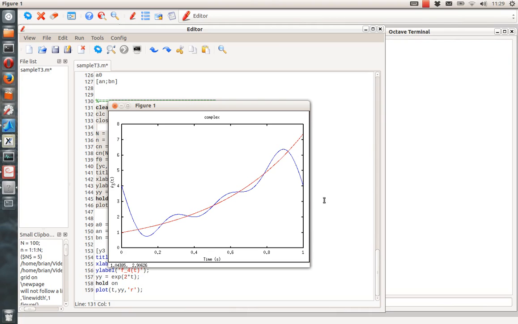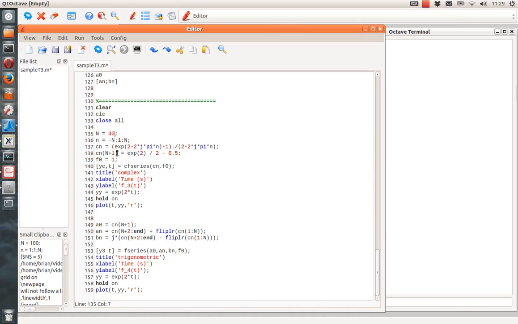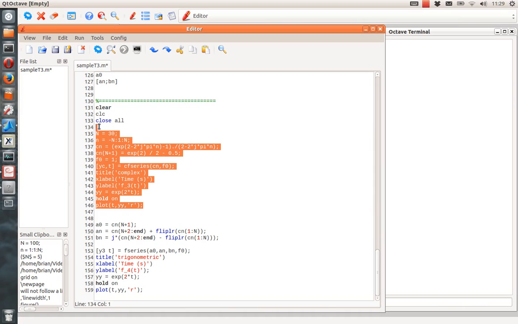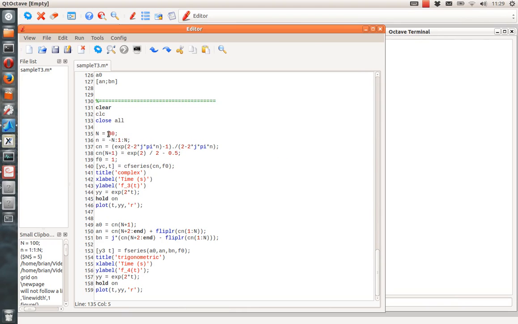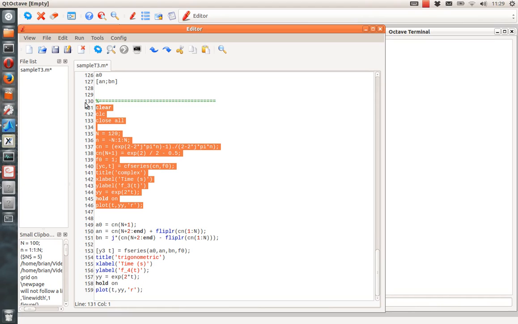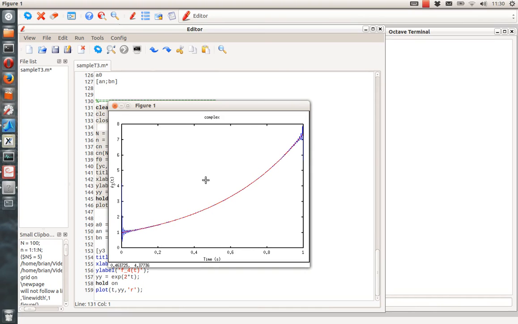But as soon as I crank this up, so let's go to 30 coefficients, it should look better and better. And this is, of course, over one period, so between 0 to 1 it looks pretty good. And if I go to 120 like I had before, it'll be even better. So that looks good.